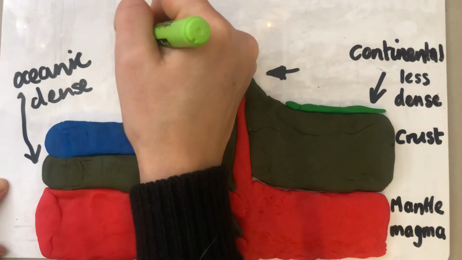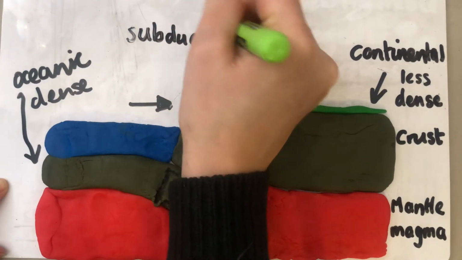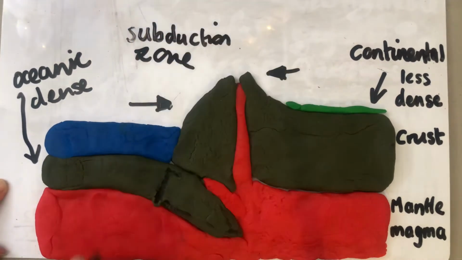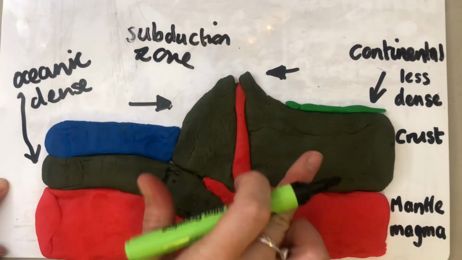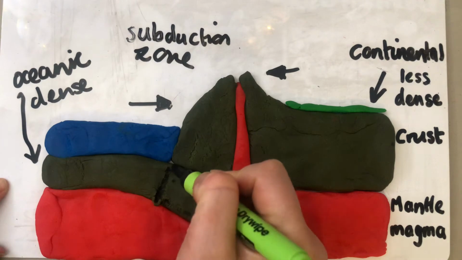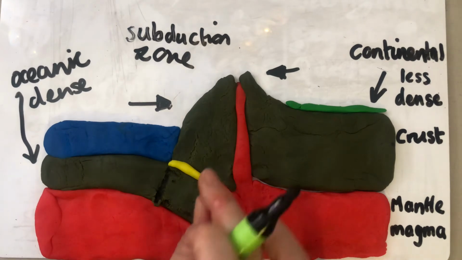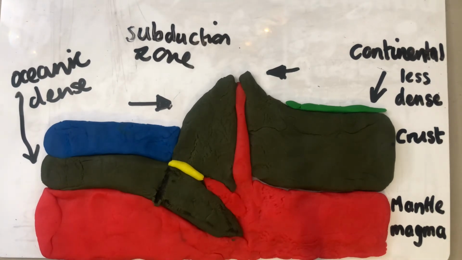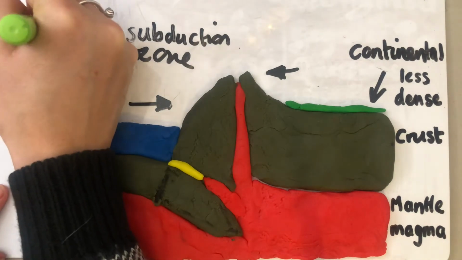I'm going to write it on here. Subduction zone. So that is the bit here where the oceanic plate goes underneath the continental plate. Now this zone here, I'm just going to put a little bit of yellow to show you. This is where there is a lot of friction. So lots of pressure builds up, and what we end up with is earthquakes. So at this plate margin we get earthquakes.